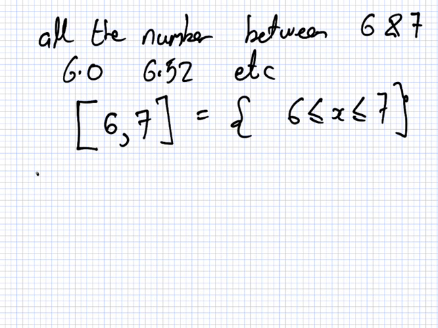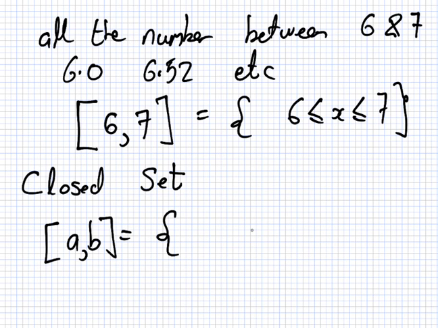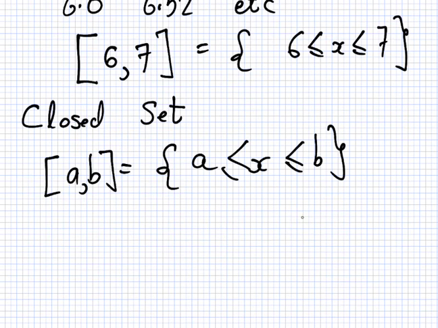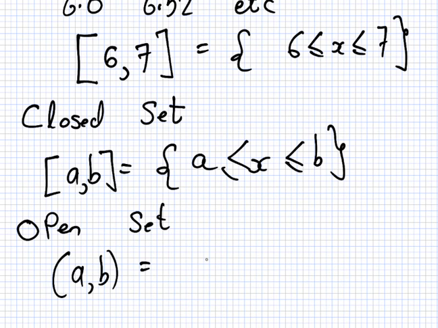Okay, and this has a name. This is called a closed set. So just to be clear, if I write this, it means I'm talking about all the numbers between A and B, including A and B. It's called a closed set. This one is called an open set. When I write it like this, the meaning is very similar. It means all the numbers between A and B, but we don't include A and B. So this is called an open set.